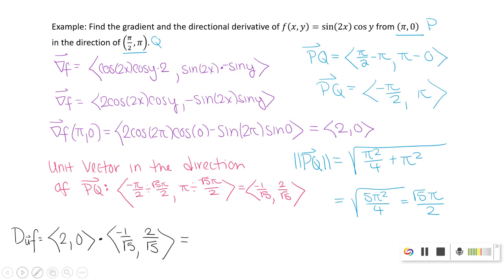So finally then, if I want to find my directional derivative, I can take my gradient and dot that with my unit vector, find the dot product. In this case, I end up getting 2 times negative 1 over root 5 plus 0 times 2 over root 5. That's negative 2 over root 5. And so that is my answer. And what that is telling me is that the z values, the outputs, are decreasing at that rate if I move in the direction of vector PQ.